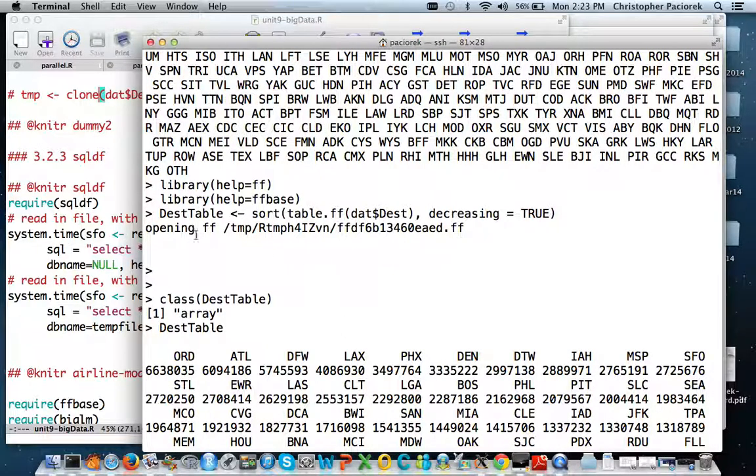Let's see. Oh yeah. So this did confirm that it did indeed only open one of those files. So that's a bit more evidence that indeed it's breaking things up into separate files, one for each of the fields.